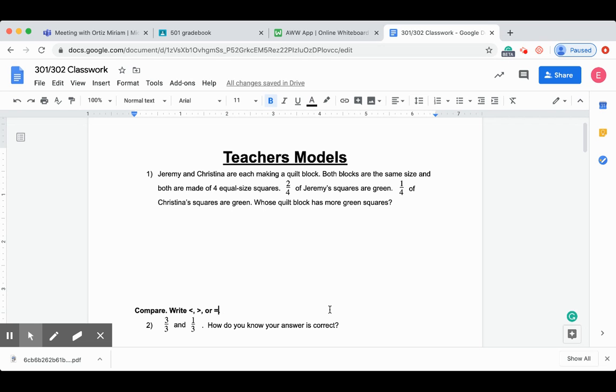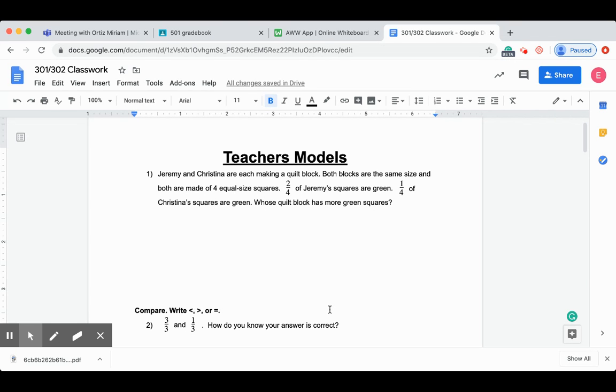Now, before we get into it, when we're comparing fractions that have the same denominator, that means they're broken into the same amount of equal parts, and we're going to actually have to look at our numerator, which is going to tell us how many equal parts are being counted. And remember, the denominator is the bottom number, the numerator is the top number.